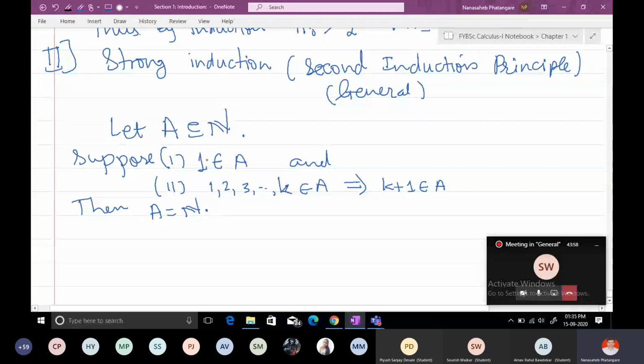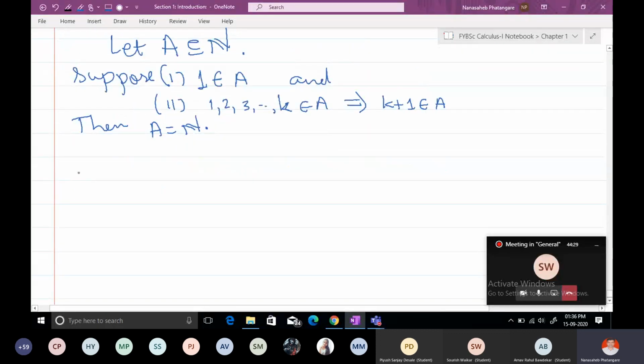In weak induction, what was the case? If it contains 1 and if it contains k, and from that you are able to prove that it contains the next, then it contains all natural numbers. That was the weak induction. And in strong induction, if it contains 1 and it contains from 1 to k, then from that if you are able to check that it contains the next, then it contains all natural numbers. Okay, so when we apply this strong induction, what are the main steps? Steps are similar. So the important steps to apply strong induction.